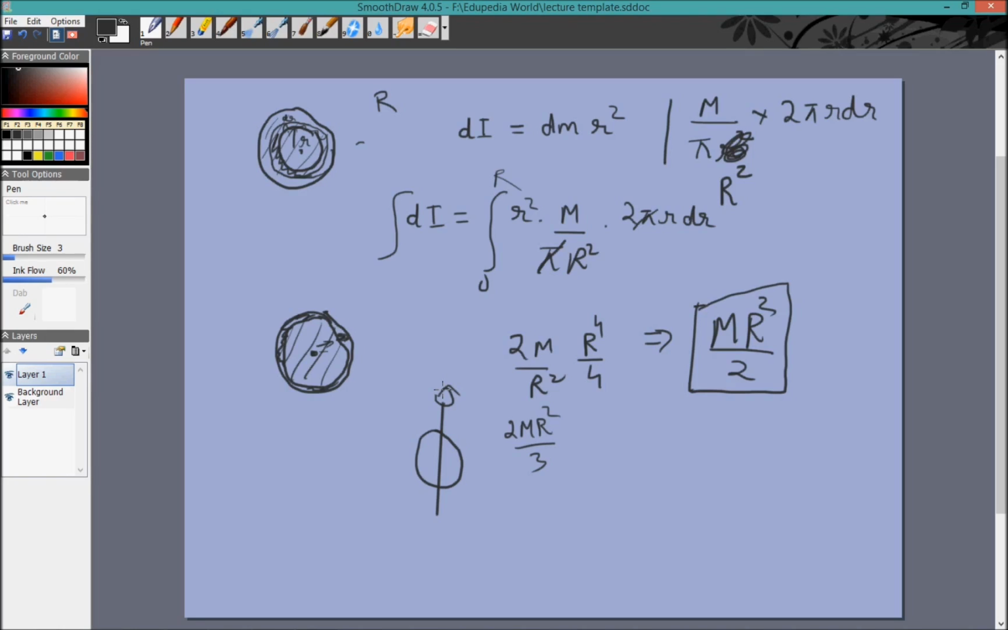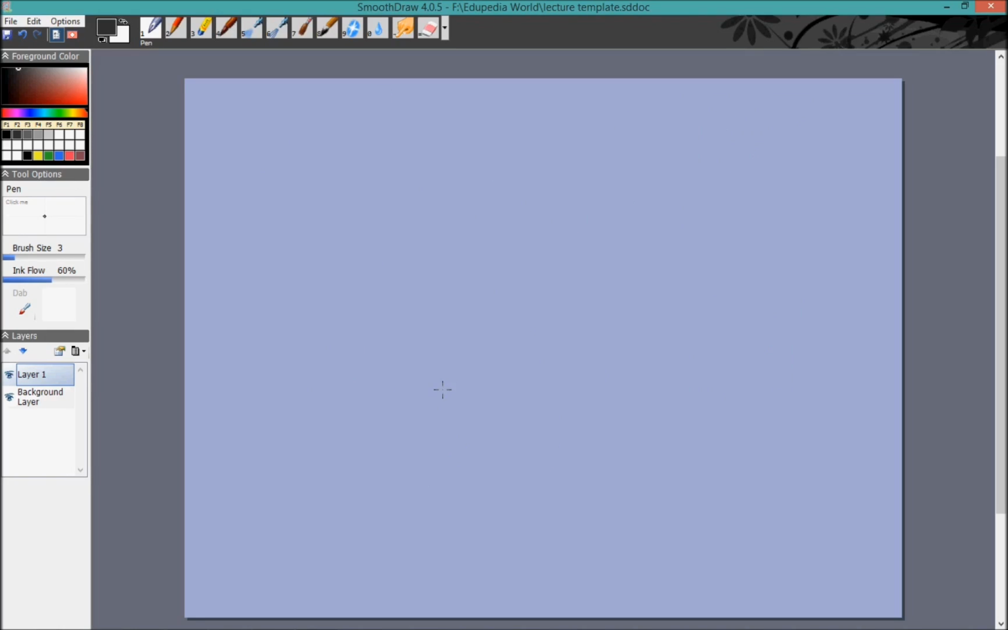Now there are two small theorems which help us in calculating the moment of inertia for some objects, right? So we'll discuss them now. The first of them is the parallel axis theorem.